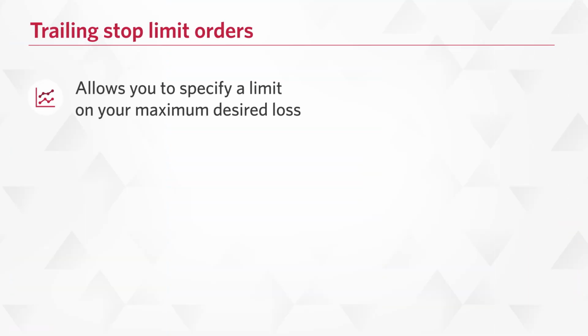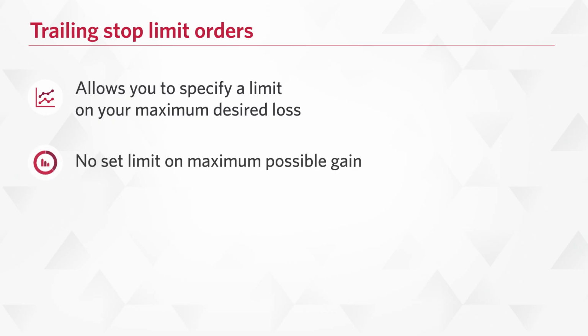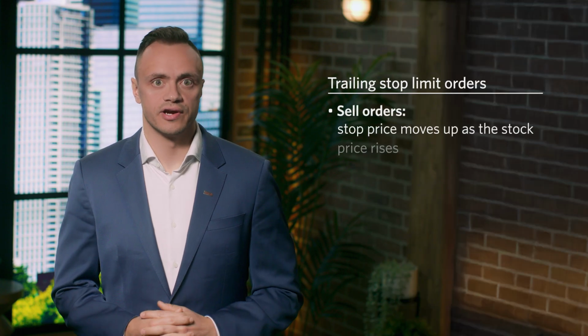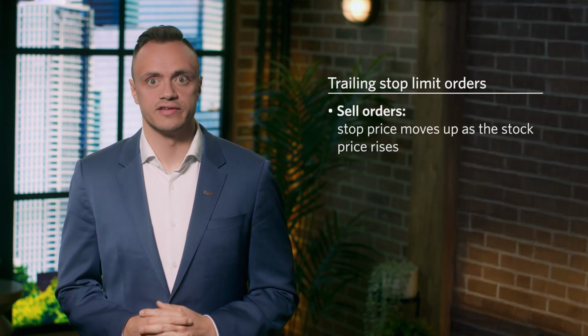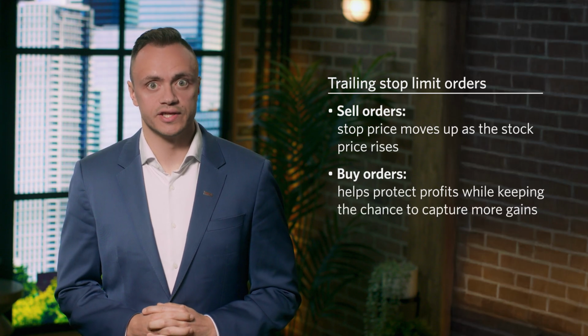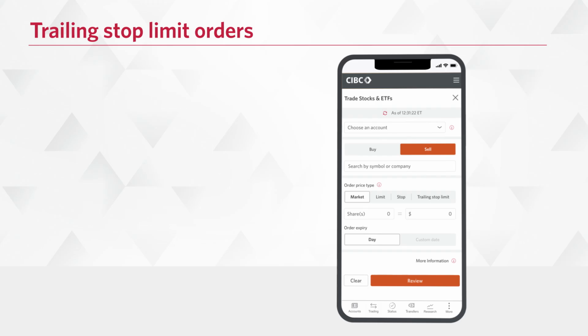Next up, let's talk about a trailing stop limit order, which builds even more flexibility into your exit strategy. This order type allows you to specify a limit on your maximum desired loss without setting a limit on your maximum possible gain. For sell orders, it lets your stop price move up as the stock price rises. For buy orders, it helps protect profits while keeping the chance to capture more gains. Here's how it works when you want to sell a stock.